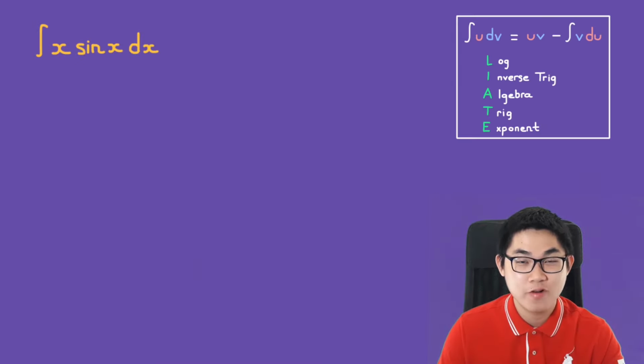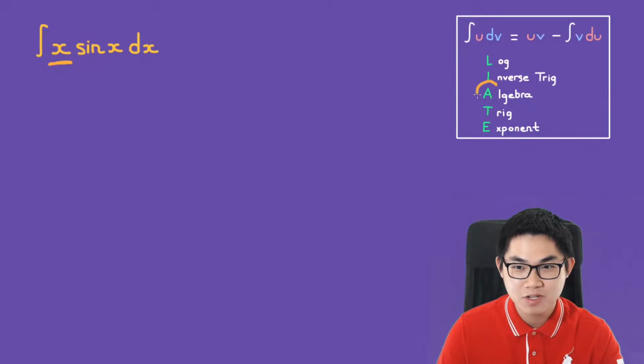So once you have your formula down, let's go ahead and get started with our first integral, the integral of x sine of x dx. So we see here that there is the x and the sine of x. So which group does x belong to? Is it log, inverse trig, algebra, trigonometry, or exponents? Well, of course, it belongs to algebra.